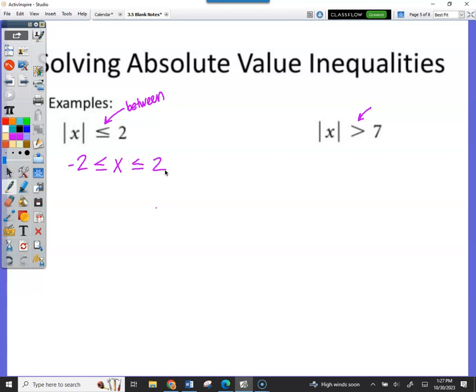Now let's write it in interval notation or graphic. Either one you want to do first. Negative 2 to 2. Open or closed? Closed. Shade in between. Which is exactly why I'm trying to teach you. Less than means in between. Interval notation would look like this. So you have 3 ways to represent the answer there.